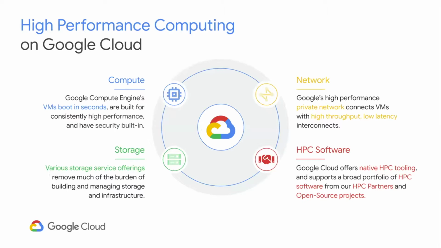We have quite a few customers that do HPC on Google. There are a variety of reasons for that. I think some of these are the fact that we provide fairly good VMs, of course. Our VMs boot in seconds. It's very easy to auto-scale for computation, and they provide consistent high performance with good security. In terms of networking, we provide high throughput, relatively low latency interconnects, and they achieve very high aggregated throughput that allows customers to scale to very large jobs.